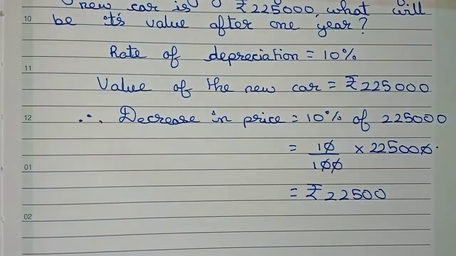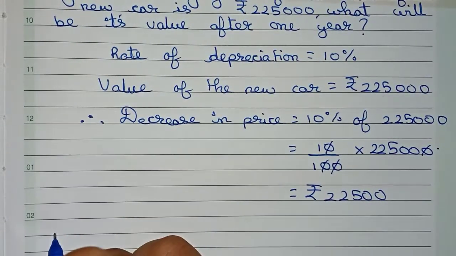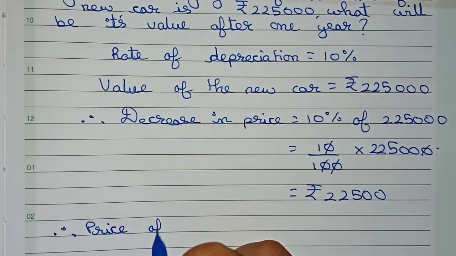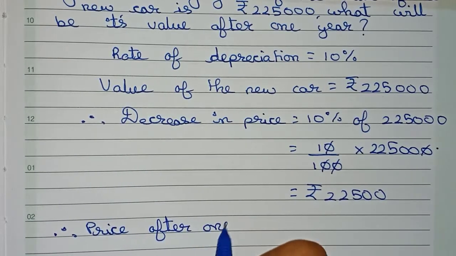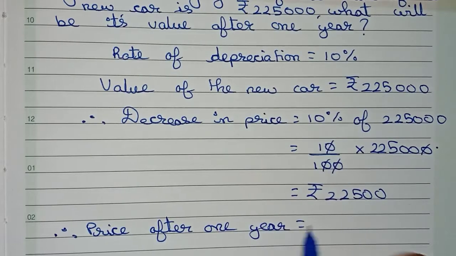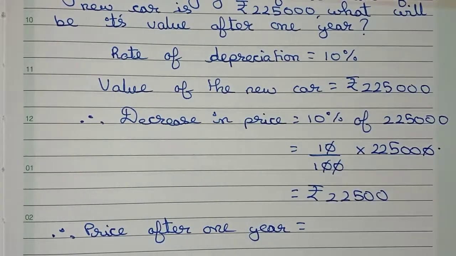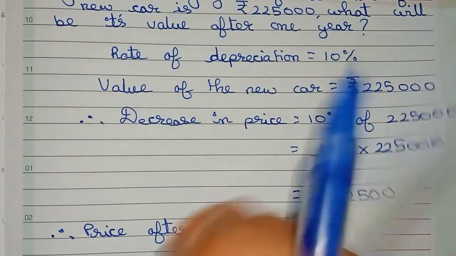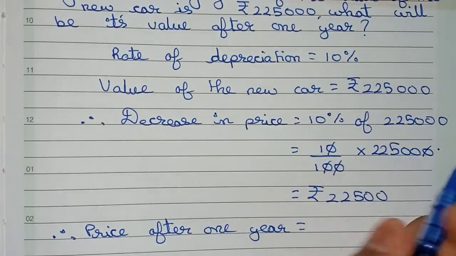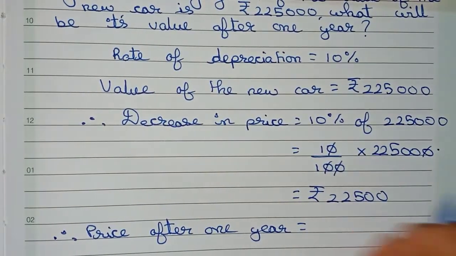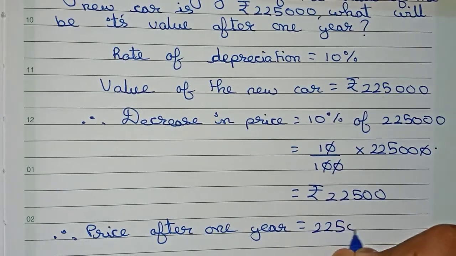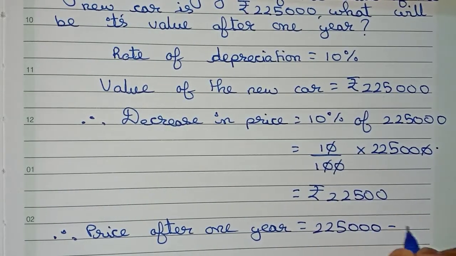Now you have to find out the price after 1 year. So we write price after 1 year equals to, it is given in the question that the price of the car is decreasing 10% every year. You found that 10% is 22,500. So the price after 1 year will be the original price, 2,25,000 minus 22,500.